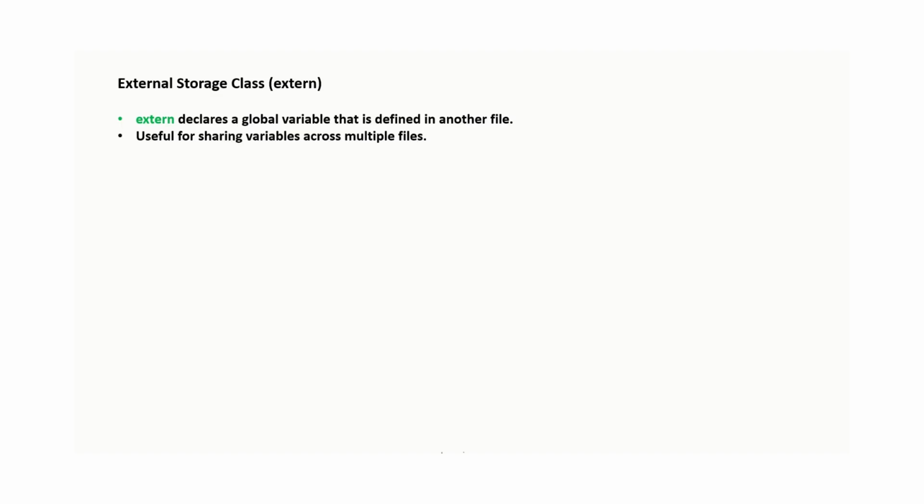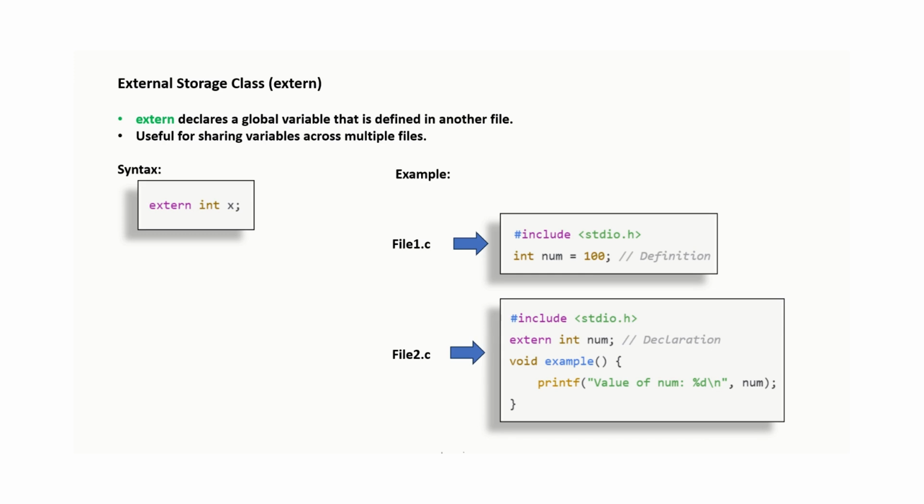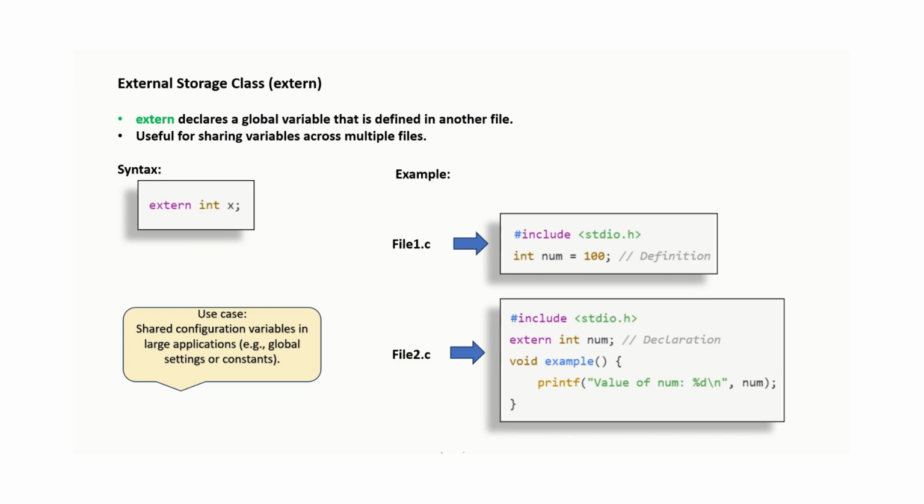Finally, let's discuss the extern storage class. This is used to declare global variables that are defined in another file. It allows you to share variables across multiple files in a project. This is the syntax of extern storage class, and you can also see an example of how the variable is shared between different files within the project. For instance, in a large application, you might have configuration variables shared between modules. Extern is the keyword which will make this work seamlessly. Think of it as a shared Google Doc accessible by multiple collaborators.